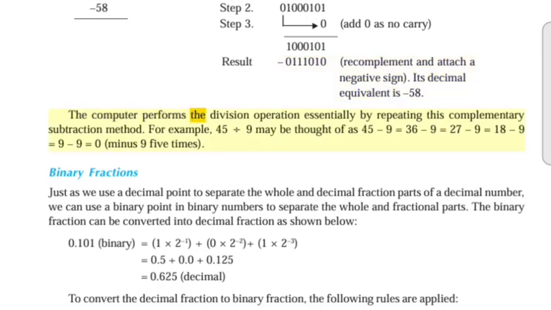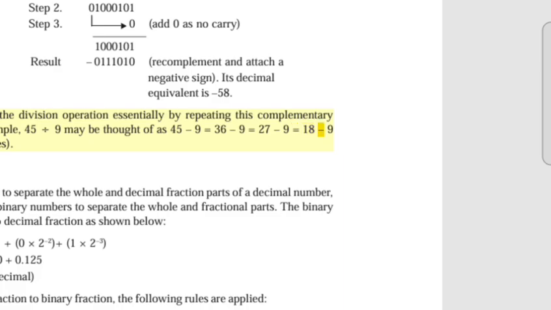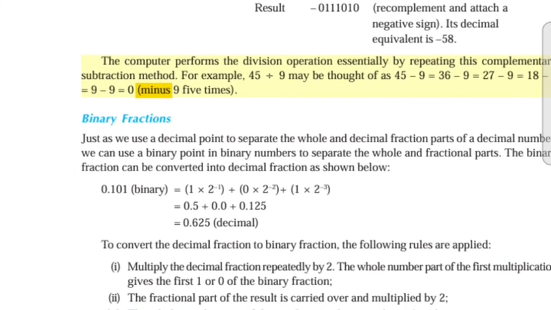The computer performs the division operation essentially by repeating this complementary subtraction method. For example, 45 divided by 9 may be thought of as 45 minus 9 equals 36, minus 9 equals 27, minus 9 equals 18, minus 9 equals 9, minus 9 equals 0, so 9 is subtracted 5 times.